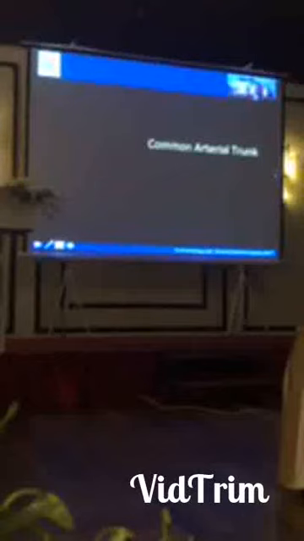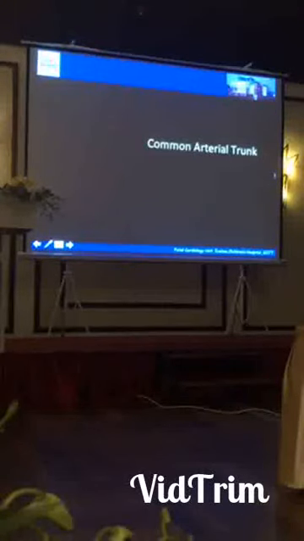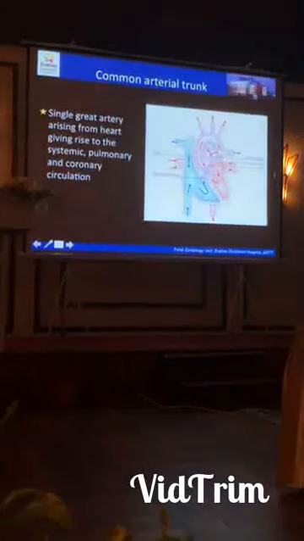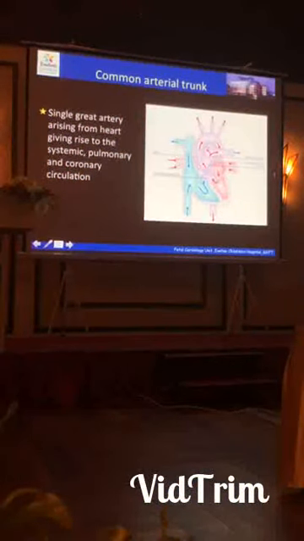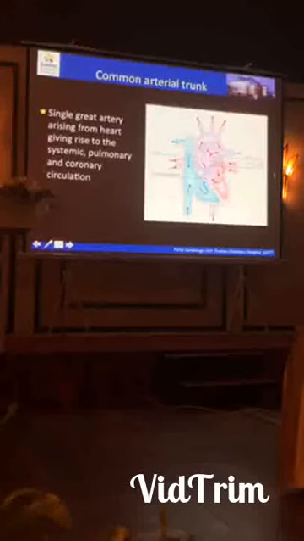And then just finally, in this group of abnormalities, common arterial trunk. A common arterial trunk is a single great artery arising from the heart, which gives rise to the aortic arch and the pulmonary artery, and also the coronary circulation, actually. So this is just a drawing of it. We have a common one valve, one arterial valve, and then it gives rise to the aortic arch and the pulmonary arteries, and the trunk overrides the VSD.